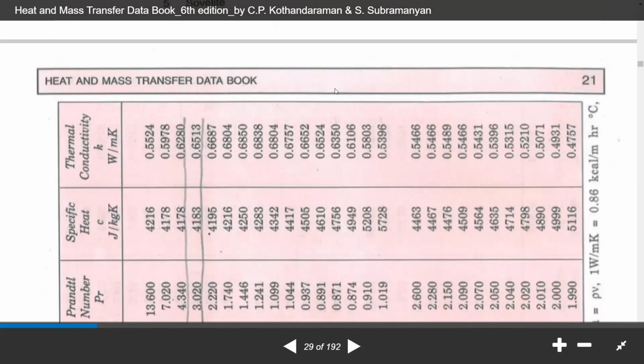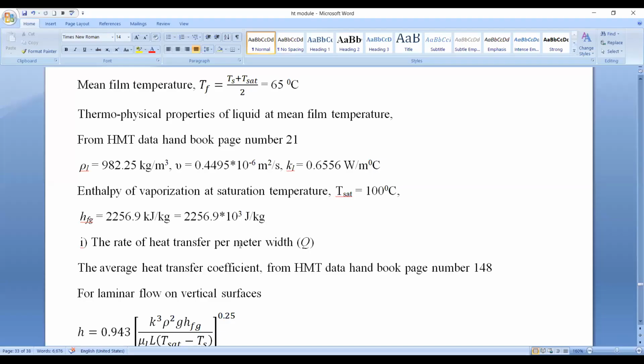Okay, so I got the thermophysical properties at 65 degrees centigrade: density of liquid 982.25 kg per meter cube. Next, nu equals 0.4495 into 10 to the power minus 6 meter square per second, and the thermal conductivity of liquid is 0.6556 watt per meter degree centigrade. Now as I told you in the last problems also, take the enthalpy value, that is hfg, mandatorily at 100 degrees centigrade. Except this hfg value, take all the properties at mean film temperature.